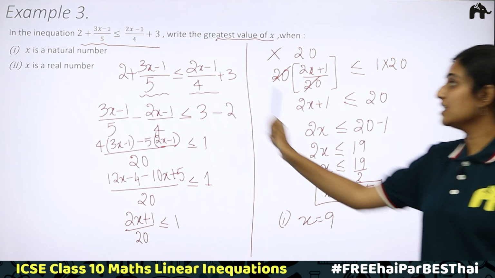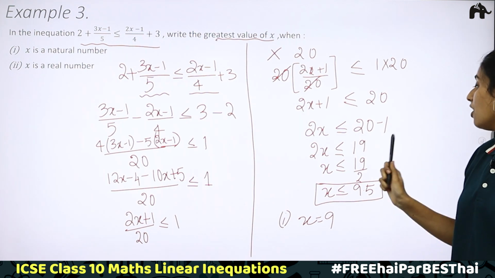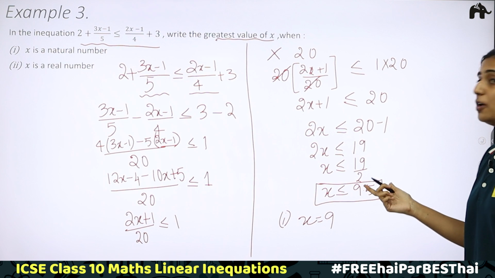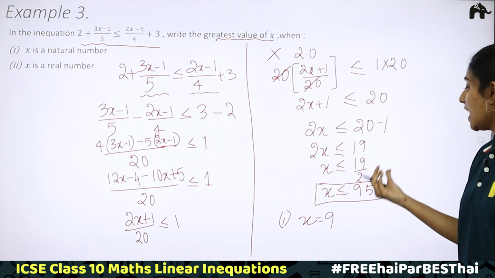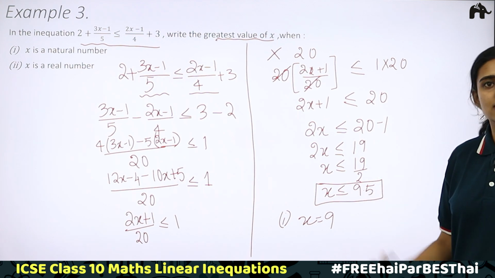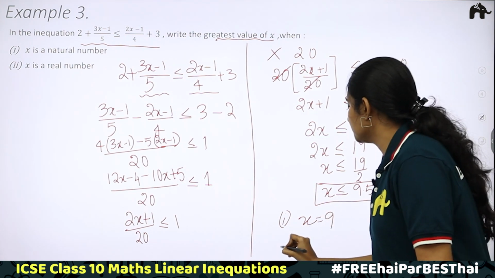This is the first case. X is a natural number. X is less than or equal to 9.5. X cannot be 9.5 because 9.5 is not a natural number. The natural number that is less than 9.5 is 9. Clear?